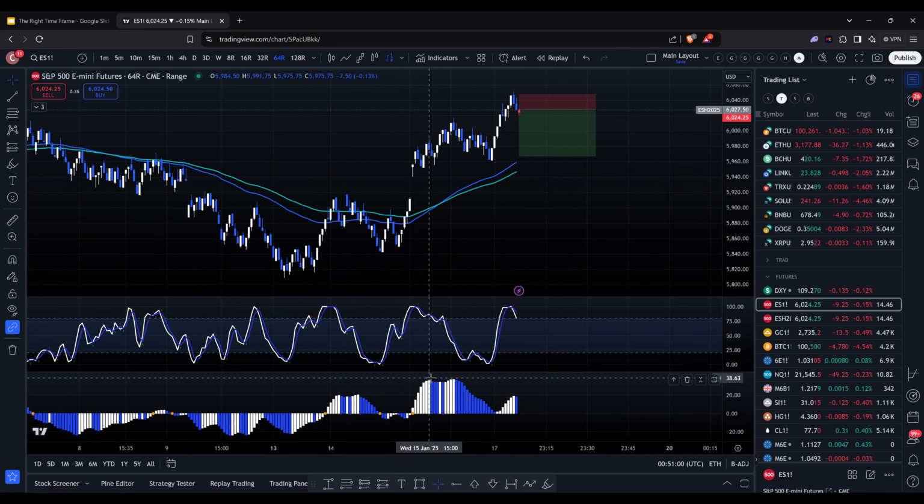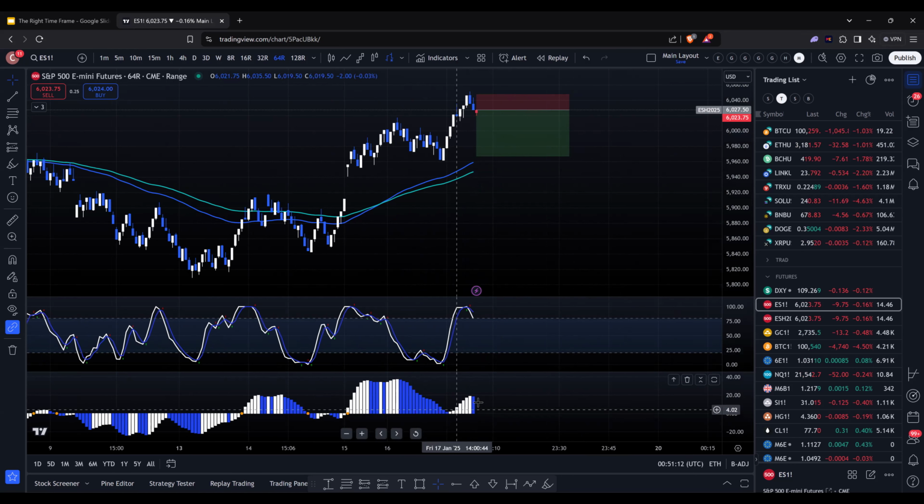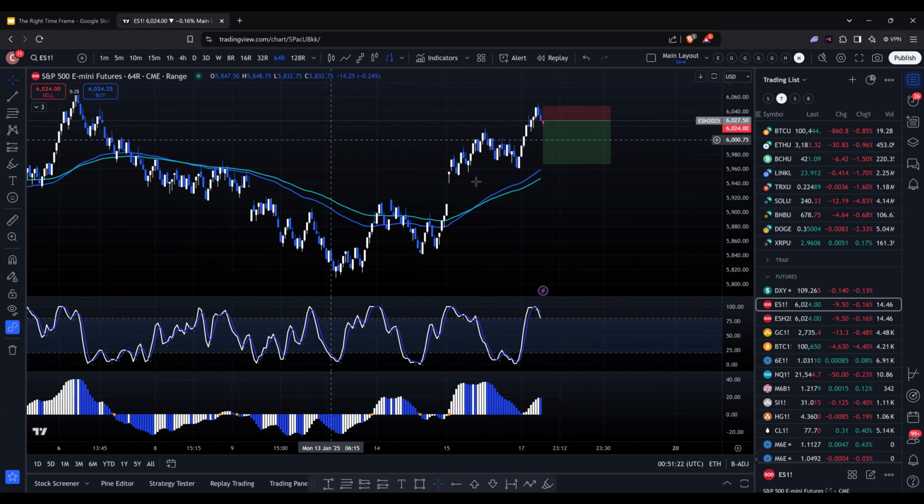Really giant push on the 64. We push up, we cool down, got a couple tries to re-enter. Could have taken a long here potentially. I'm going to short, based on this setup, just with the AO divergence thing here. It's not a super strong signal. I'm just in one contract, so not very highly committed.